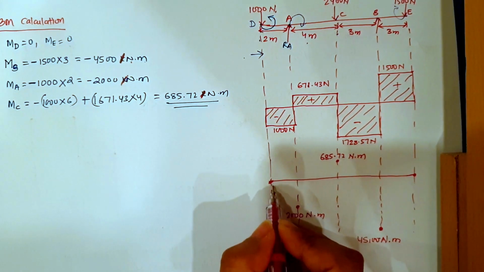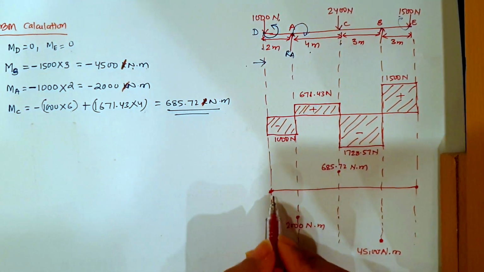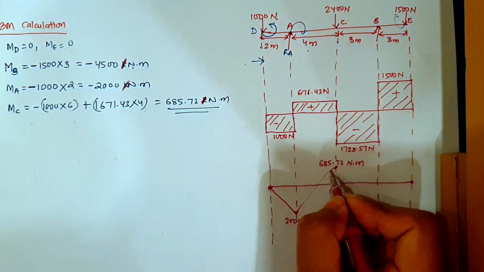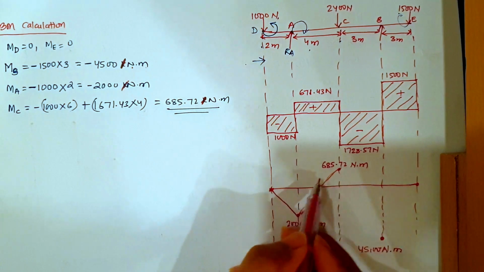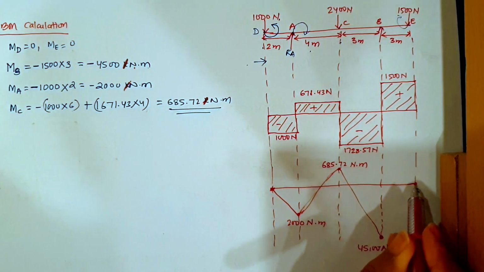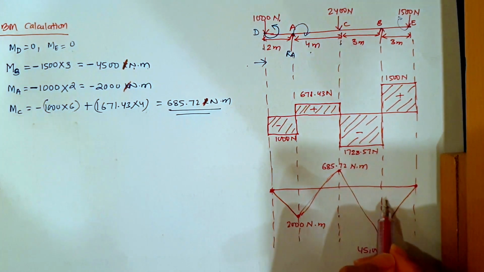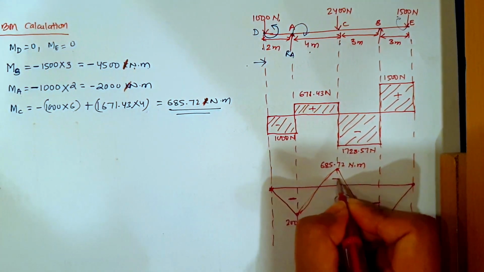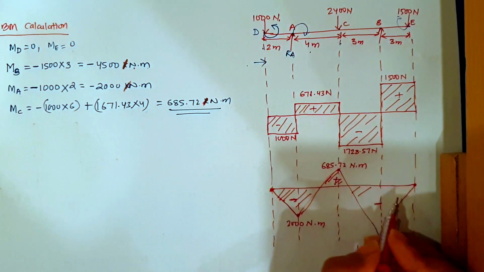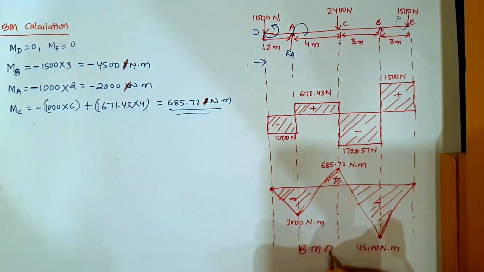Now let's join. Since there is no UDL and all are point loads, we can draw straight lines, straight from here, and then from here straight, and then here. So this is negative, negative and positive. So this is the bending moment diagram.